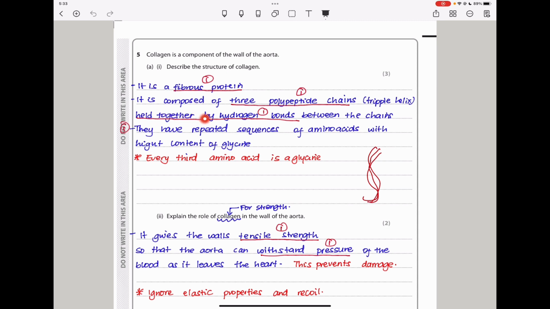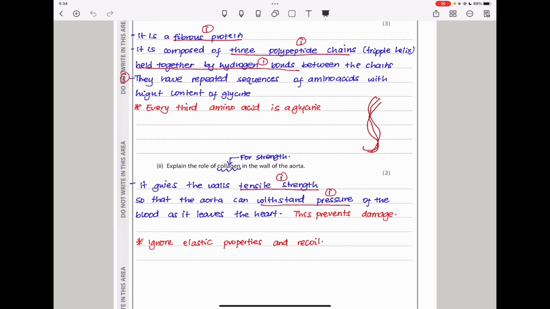So they say held together by hydrogen bonds between the chains, and they have repeated sequences of amino acids with the highest content of glycine. So we have to know they are repeating sequences of amino acids, and glycine is going to be in high concentration. The next part says, explain the role of collagen in the walls of the aorta.